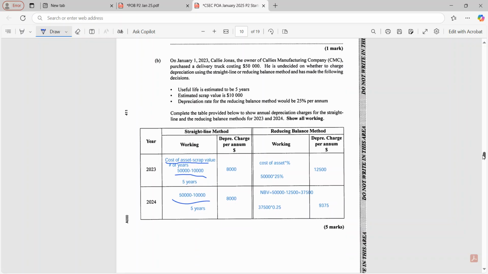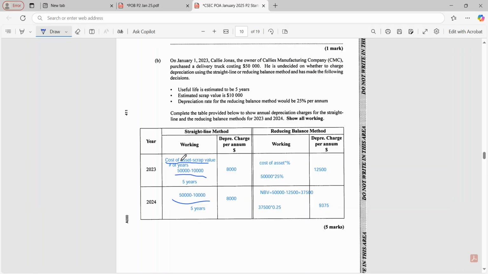On January 1st, 2023, Kali Honas, the owner of Kali's Manufacturing Company, CMC, purchased a delivery truck costing $50,000. He is undecided on whether to charge depreciation using a straight line or reducing balance method and has made the following decisions. Useful life is estimated to be 5 years. Estimated scrap value is $10,000. Depreciation rate for the reducing balance method would be 25% per annum. Complete the table provided below to show annual depreciation charges for the straight line and the reducing balance method for 2023 and 2024.